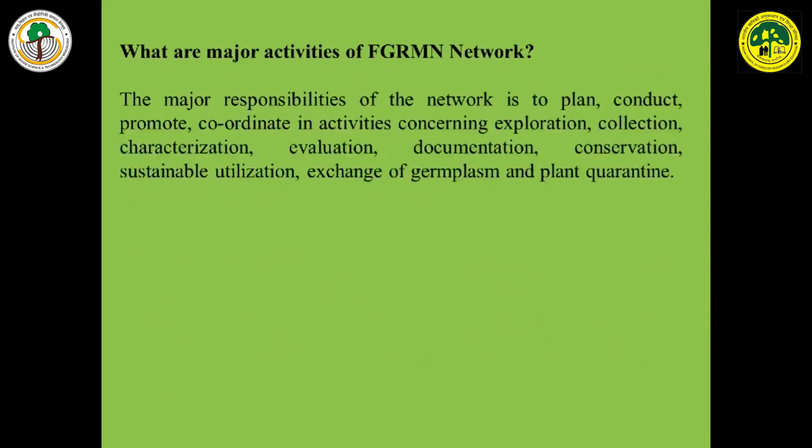What are the major activities of the FGRMN network? The major responsibility of the network is to plan, conduct, promote, and coordinate activities concerning exploration, collection, characterization, evaluation, domestication, conservation, sustainable utilization, exchange of germplasm, and plant quarantine.